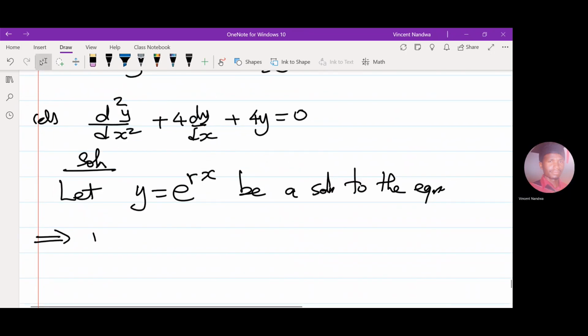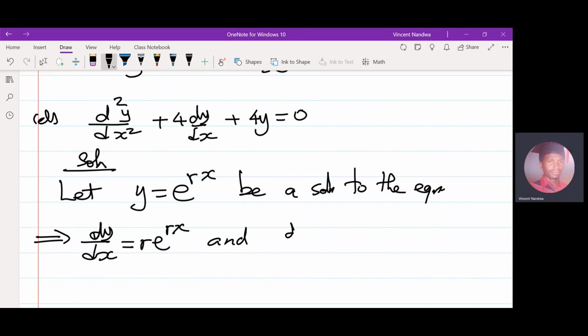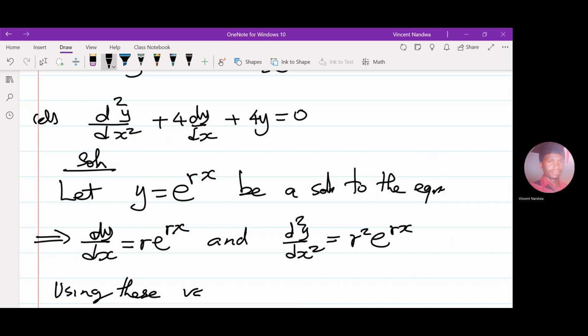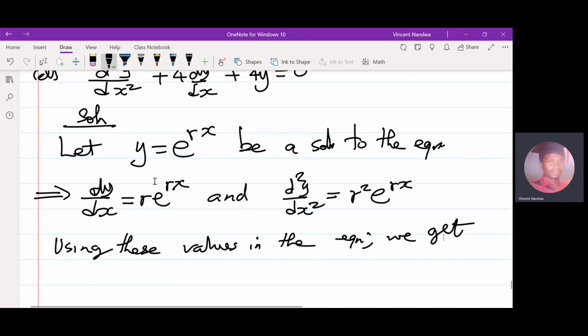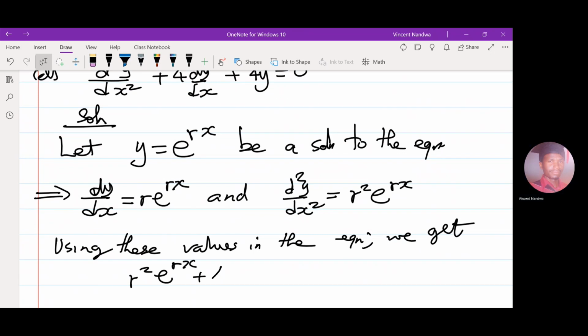So that means dy dx will be r e power rx, and the second derivative of y with respect to x will be r squared e raised power rx. So we use those values to replace into the equation. Using these values in the equation, we get r squared e raised power rx plus 4 r e raised power rx plus 4 e raised power rx equals 0.